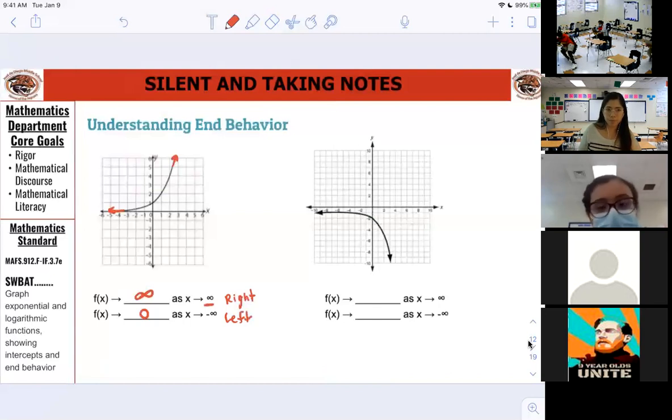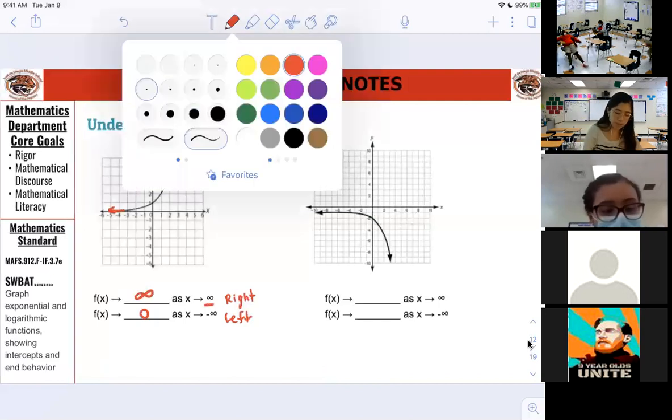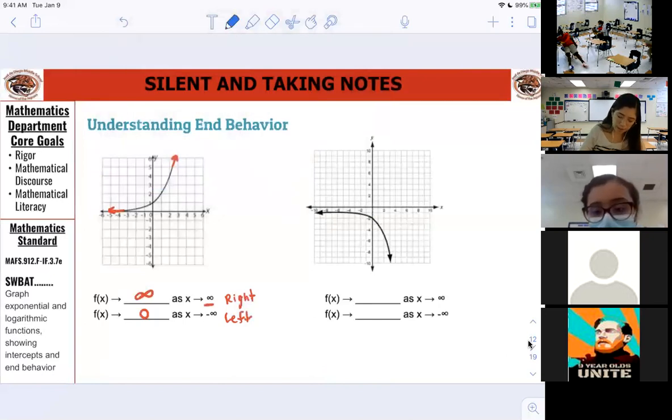Okay, got it. But it's not going to apply for every single one, right? Just for this one. So let's take a look at the next example. Again, as x approaches infinity means to look on the right. So look at the right arrow, this one right here. Where is my function going on that end? Down. Down towards where? Bottom. What do we call that? Negative infinity. Yeah, negative infinity. Good.